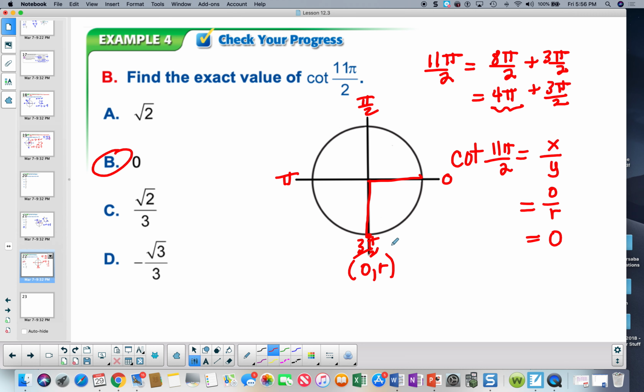And this is going to be our point, (0, r). I don't know what the radius is. We'll just call it r, and you're going to find it really doesn't matter. So the cotangent of 11 pi halves is x over y, and our x is 0, and it doesn't really matter what r is because our answer will be 0.